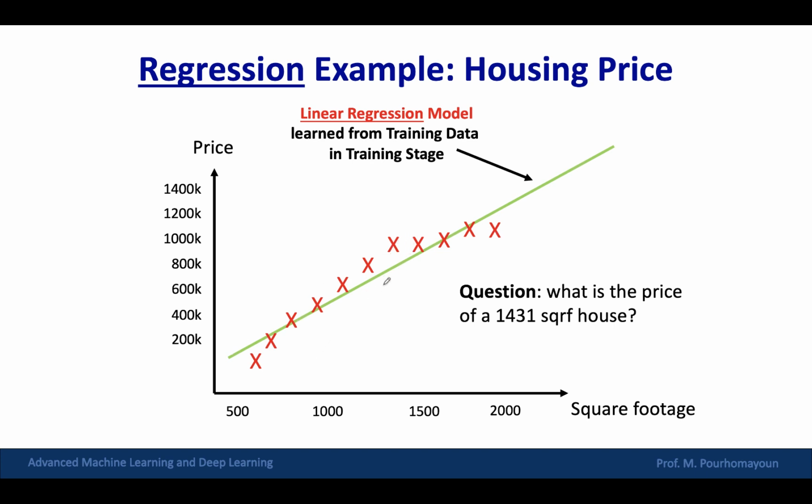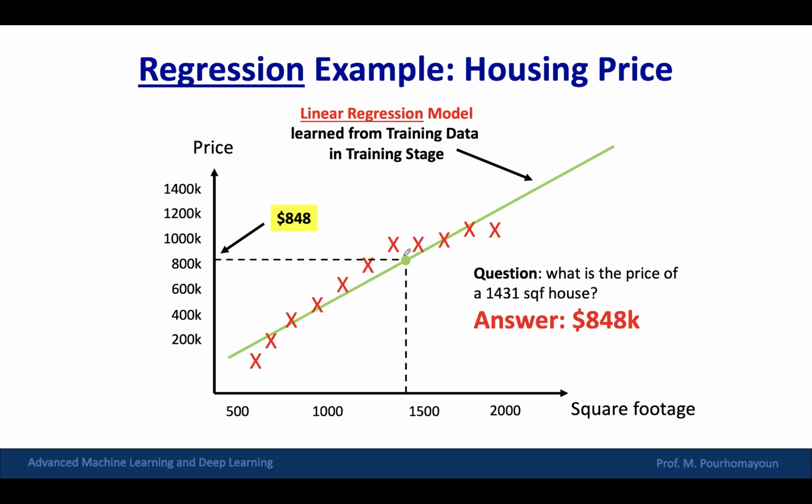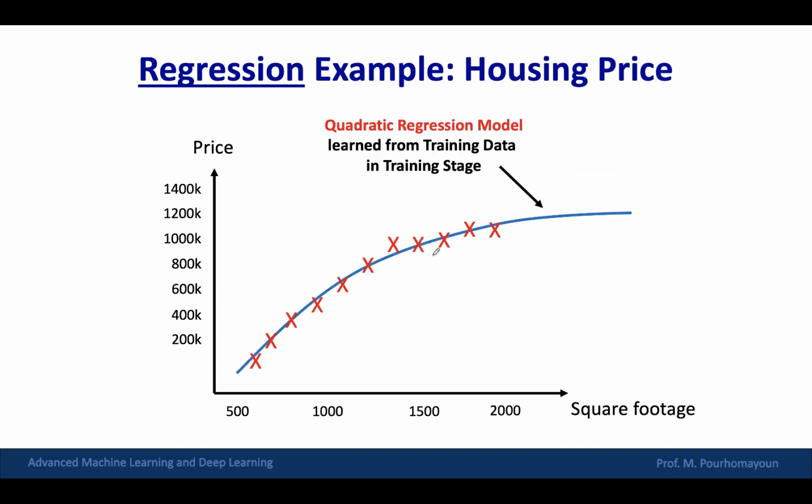And now there is a new house, right here, that we want to sell, and we want to predict the value of that. So the size of the house is this in square footage, and our model predicts this value in $1,000. So this is what we predict, okay? This is your predictive model.